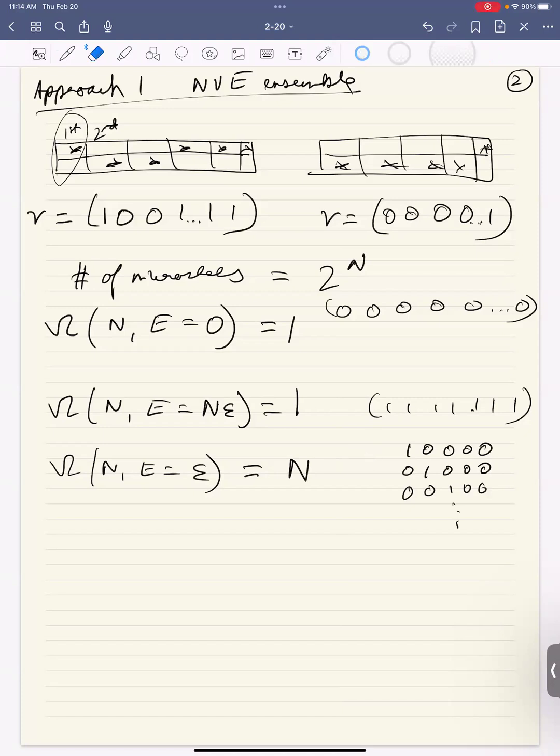Now it gets complicated as you get to omega of n, not epsilon, not 0, not n epsilon. These three are easy. Now let's talk about the general case where we are thinking about some m epsilon, okay? Where m is some number which is smallest equal to 0 and highest equal to 1. What is this going to be?